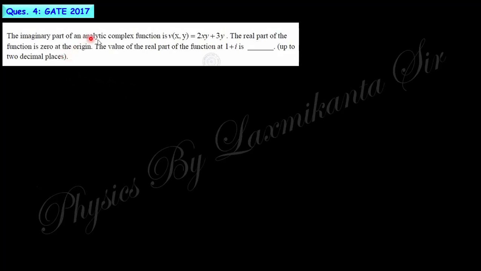Next question: the imaginary part of the analytic function v is given here. The real part of the function is 0 at the origin. The value of this real part at this point.